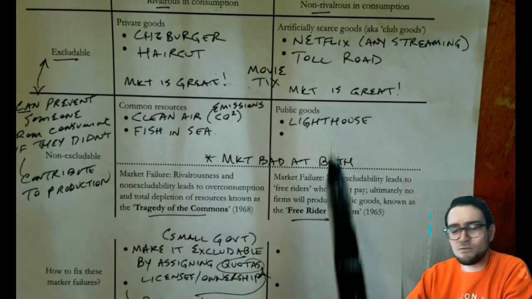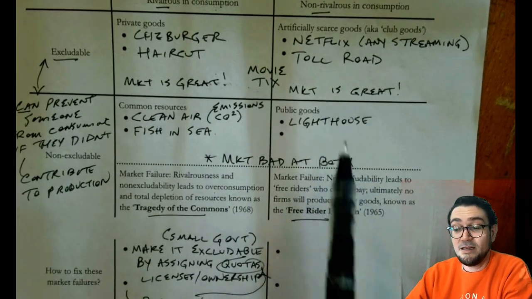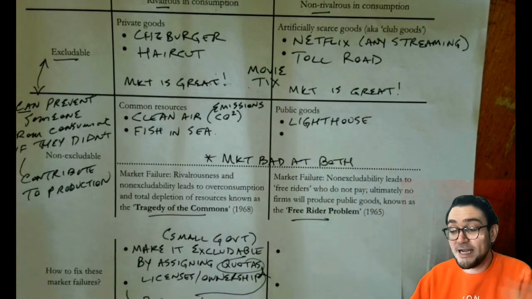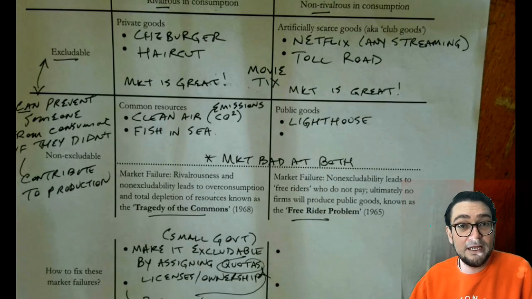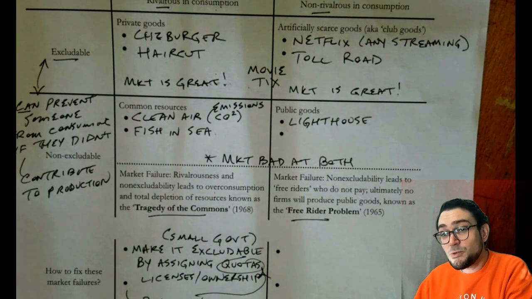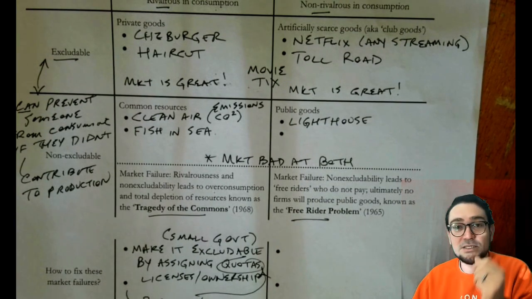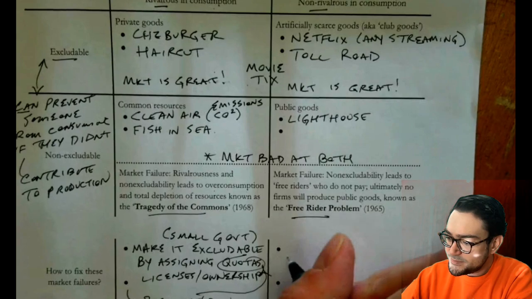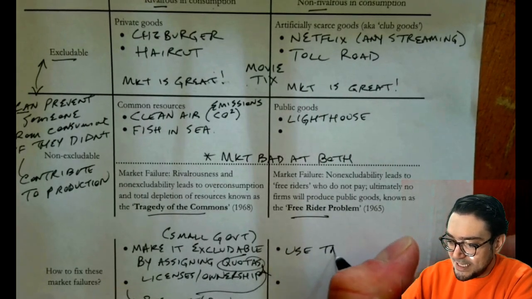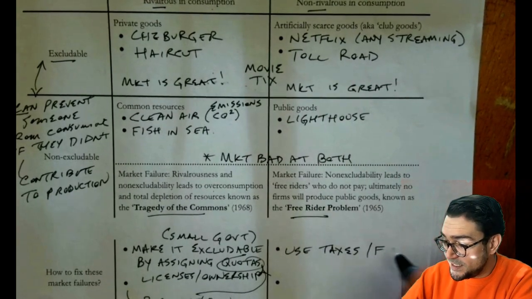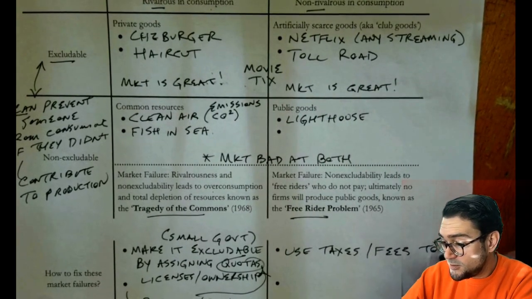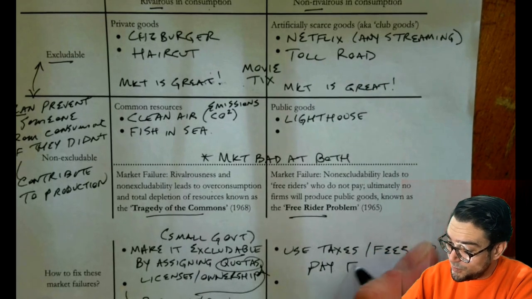That's not really the rival. That's not the issue, but it's really that I can't prevent you from looking at it. So all lighthouses are provided by the government. Right? Actually, that's what they do. And sometimes what we do is we produce little fees or taxes to pay for them. So we use taxes or fees to pay for production.